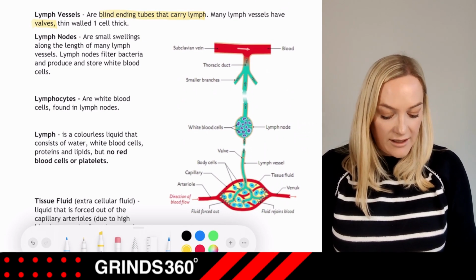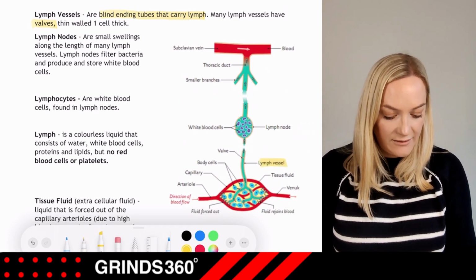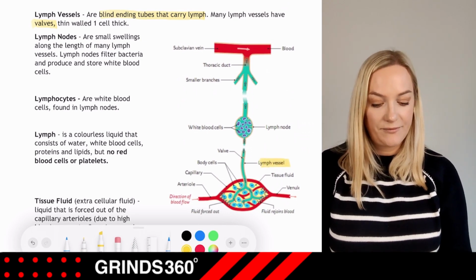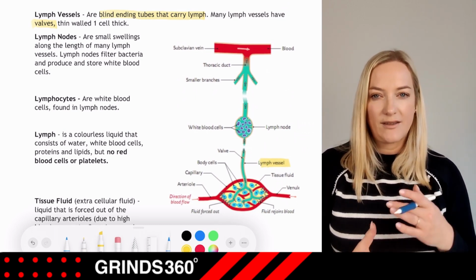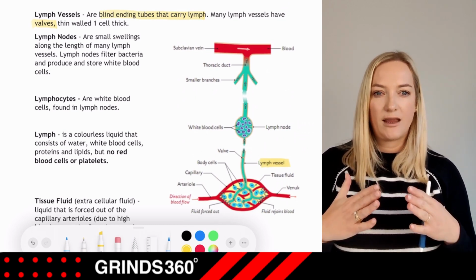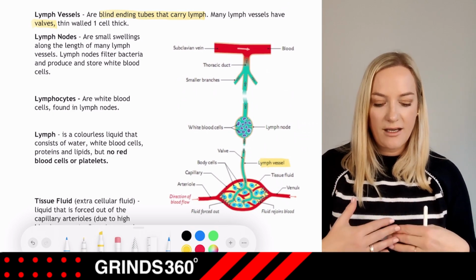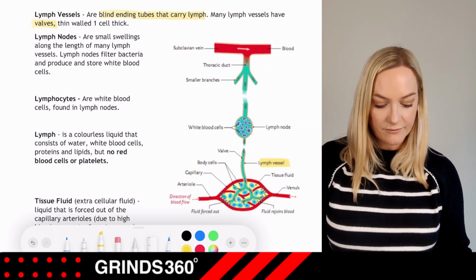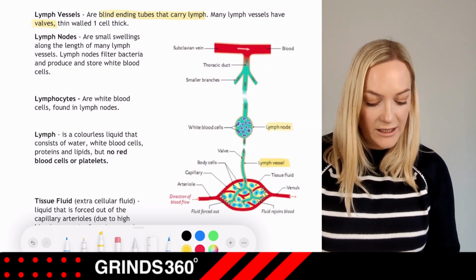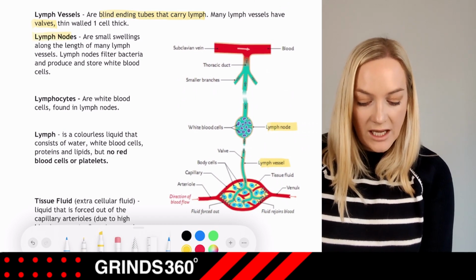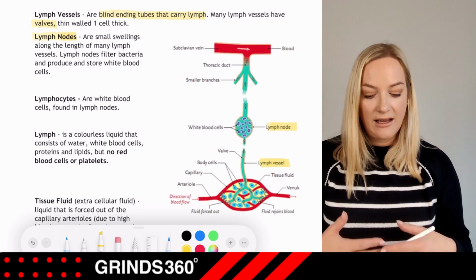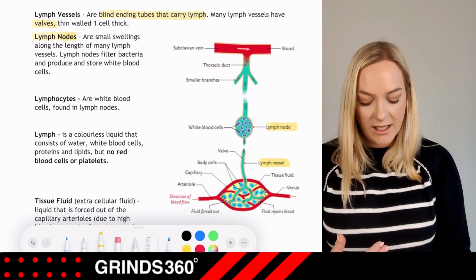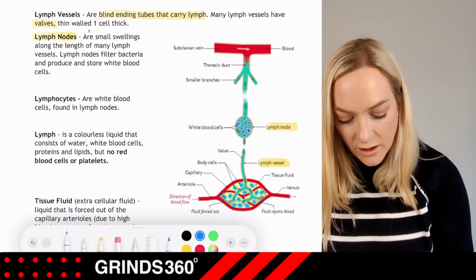So here is our lymph vessel. It's blind ending. It carries and transports lymph. It has valves. Valves prevent the backflow of lymph, and the walls are thin, 1 cell thick. Along this then, here we have our lymph nodes. And your lymph nodes, what are they? They are small swellings along the lymph vessels. That's what they are. What, if I write here, what are they?